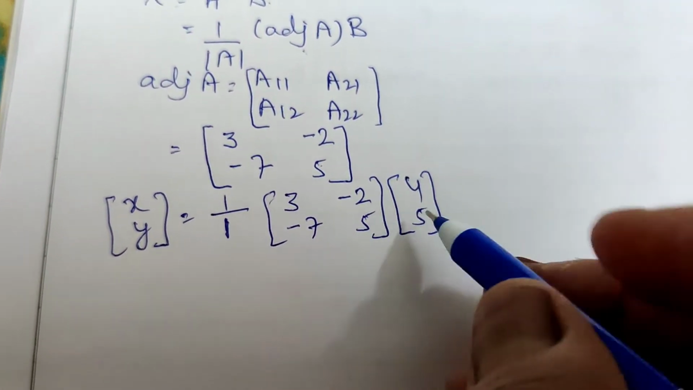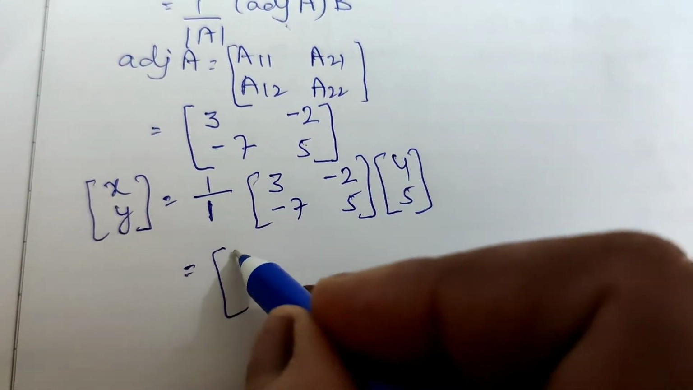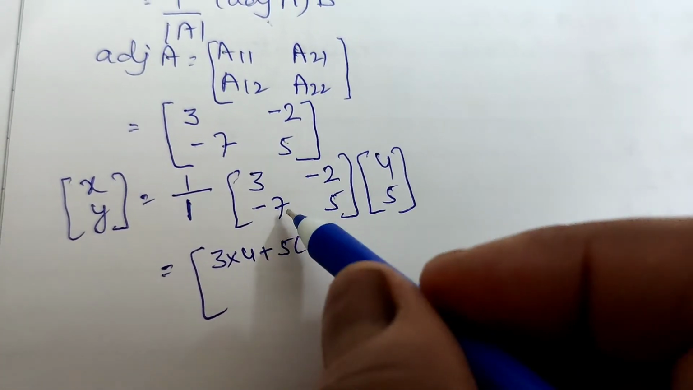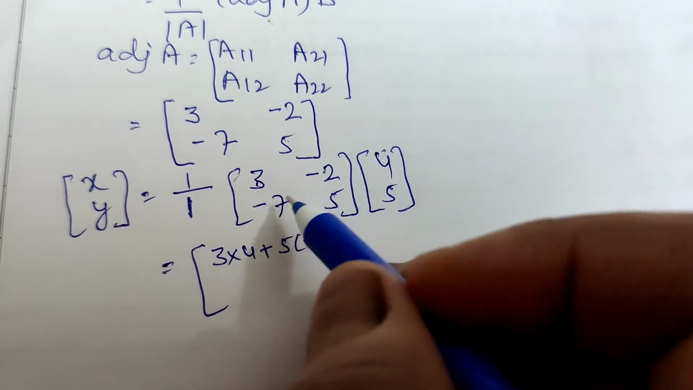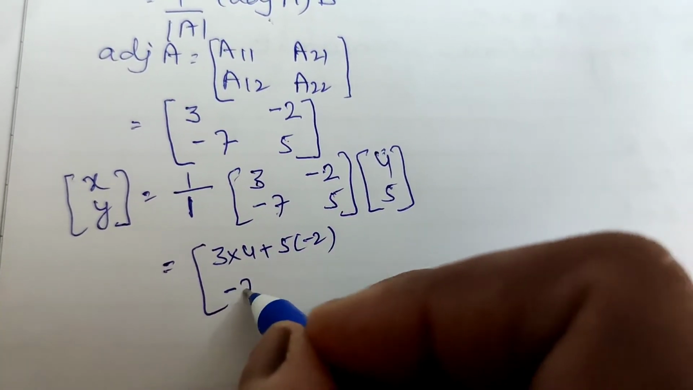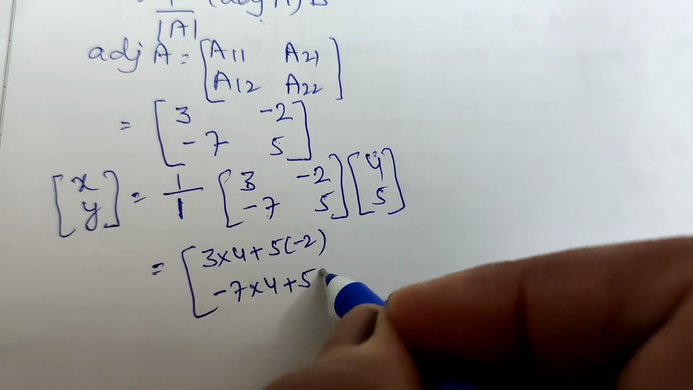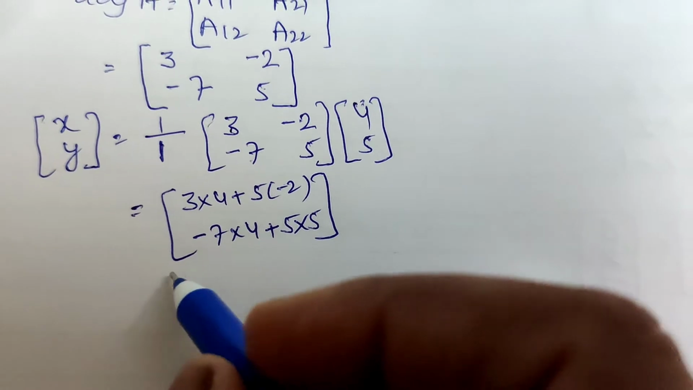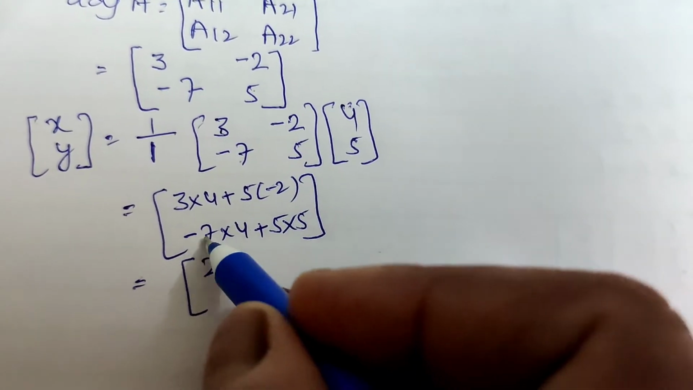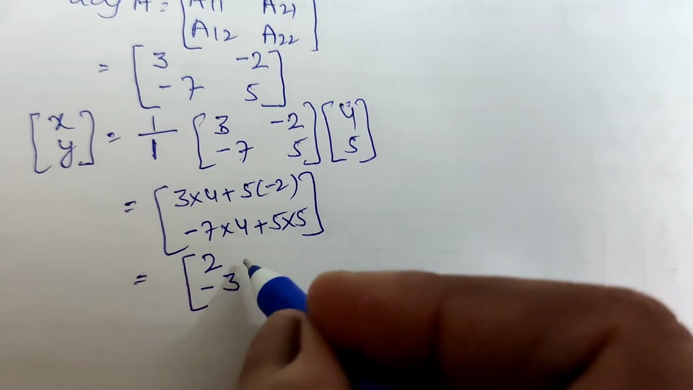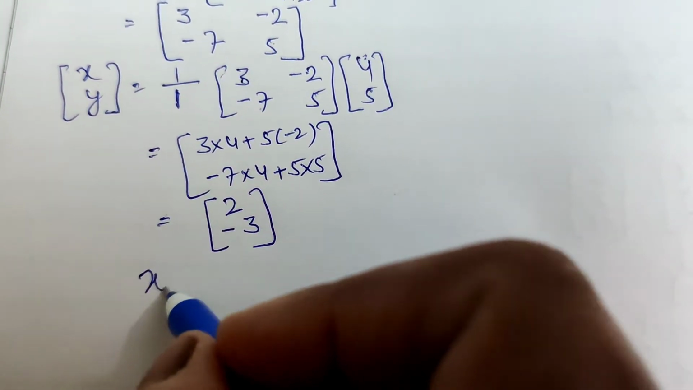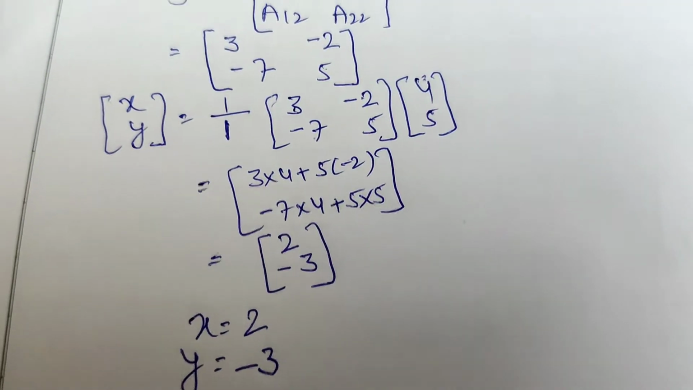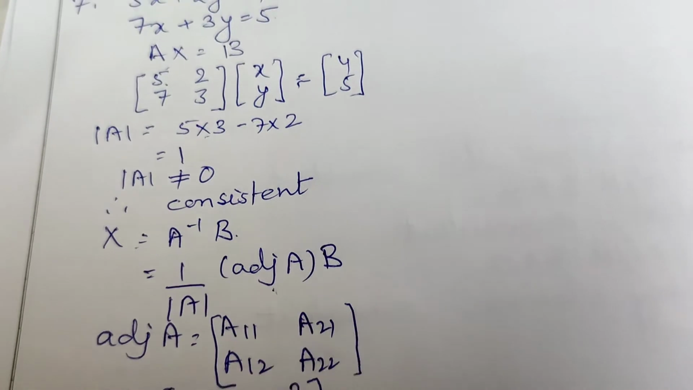Now multiply these two matrices. That means 3 into 4 plus 5 into minus 2, which is 3 into 4 minus 2 into 5, and minus 7 into 4 plus 5 into 5. 12 minus 10 it is 2, and minus 28 plus 25 it is minus 3. Therefore x equal to 2 and y equal to minus 3. This is the solution of the given equations.